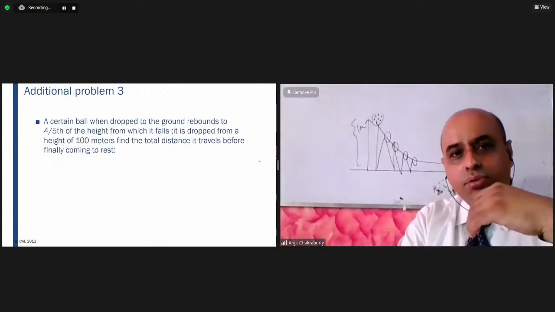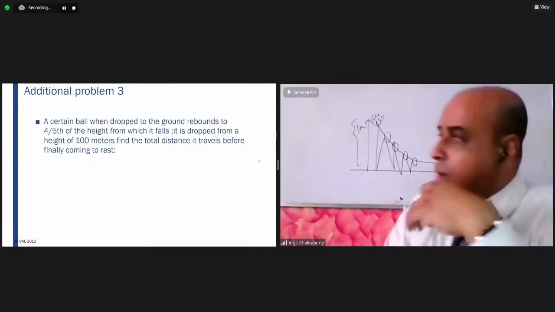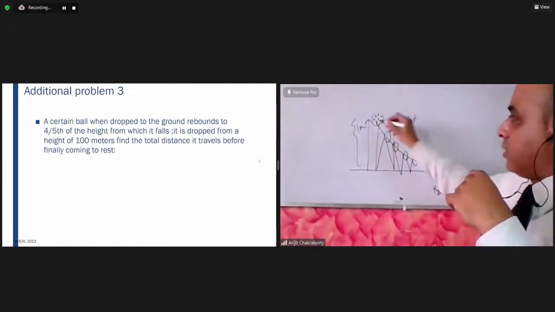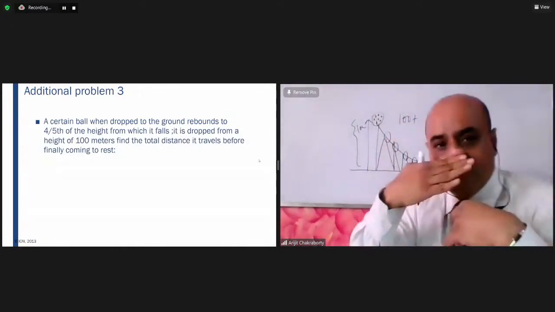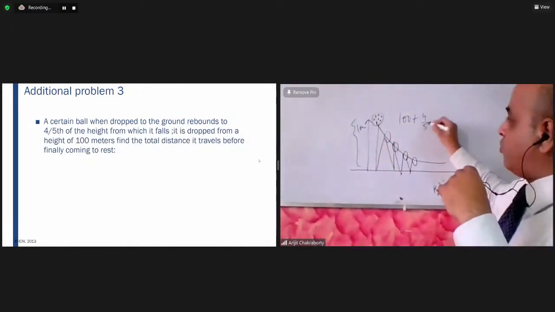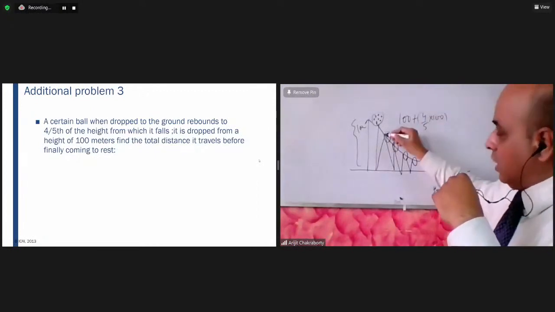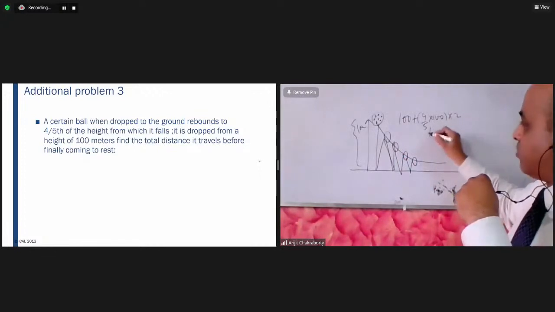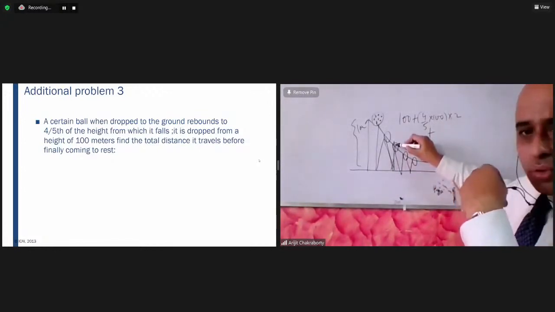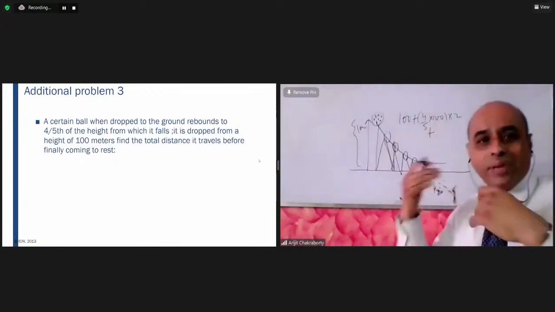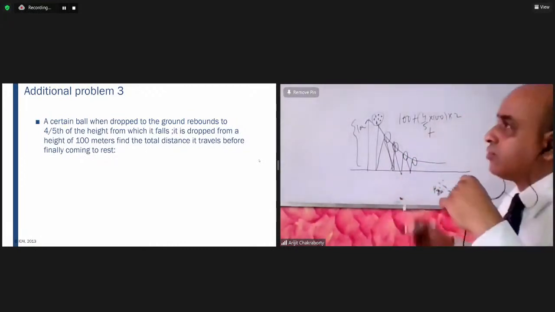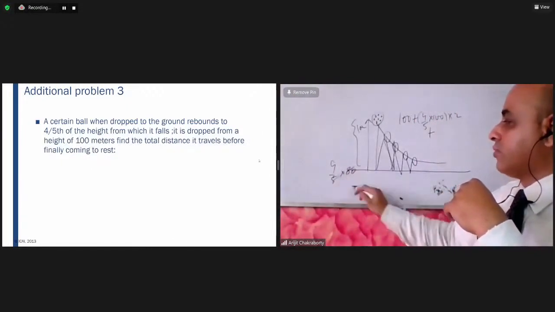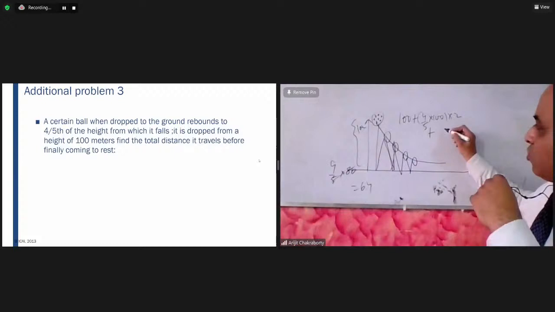Now, if you see the total distance it is traveling, first of all it's falling from 100 meters. So I will write 100. Then it goes to 4/5 of 100. Again it comes down, the same. So 4/5 of 100 into 2, plus, it goes up to 4/5 of 100, which is 80. Then 4/5 of 80. So 4/5 into 80, 16 4s are 64. So it goes up to 64 meters.